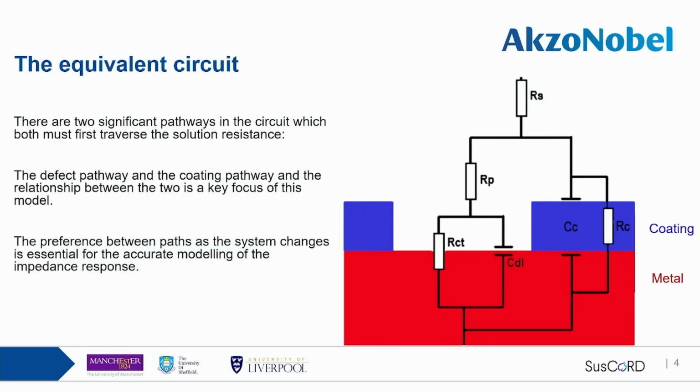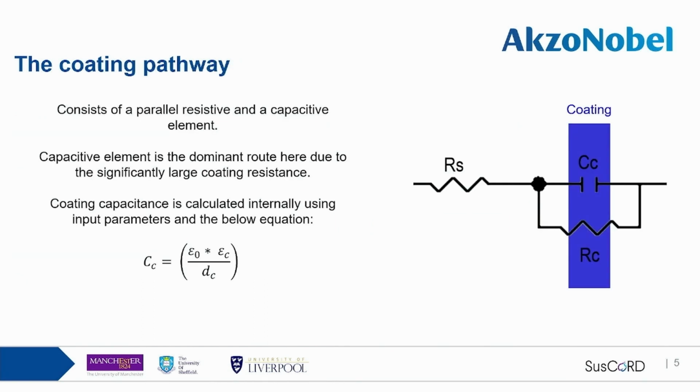Now, this is an example of the global equivalent circuit, everything that's going on. But the main point of interest is, where is the current going to travel? The defect pathway or the coating pathway? The preference between these 2 electrical pathways is a significant factor in the global impedance response. So we'll go into the coating pathway at first. Now, with all of these pathways, it will have to traverse the solution resistance, so that will be there each time. But in essence, the coating is a parallel RC circuit.